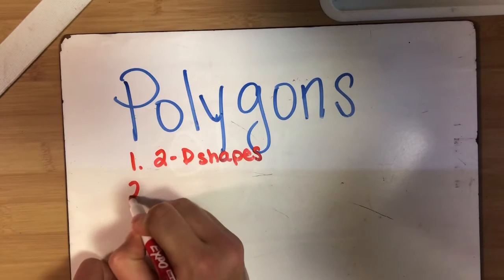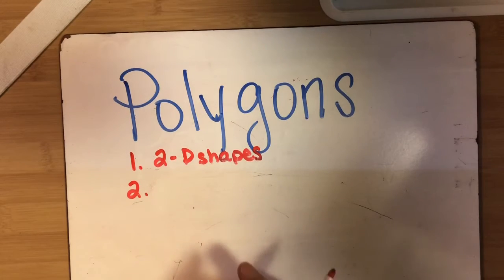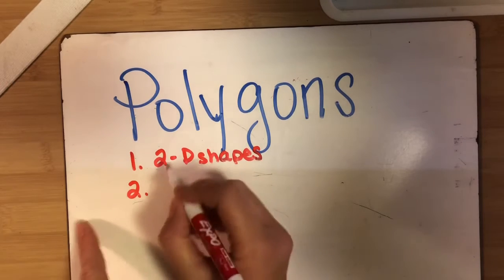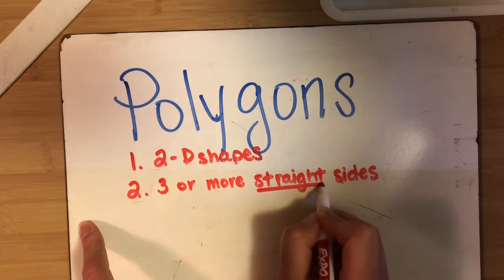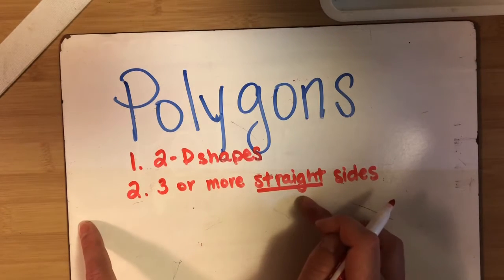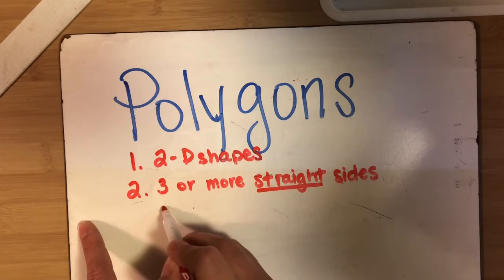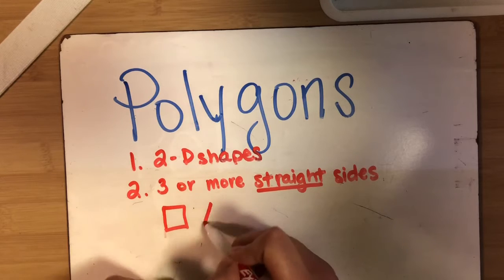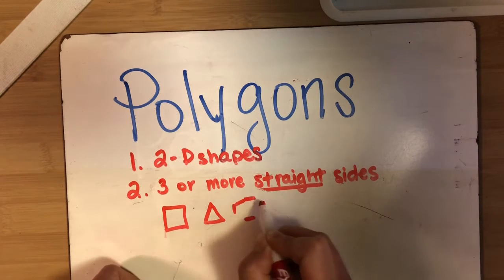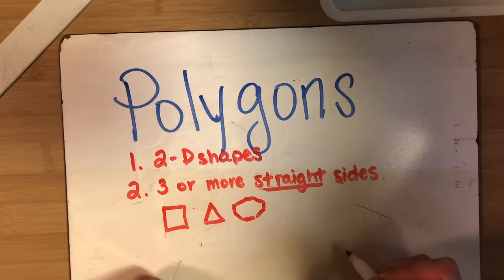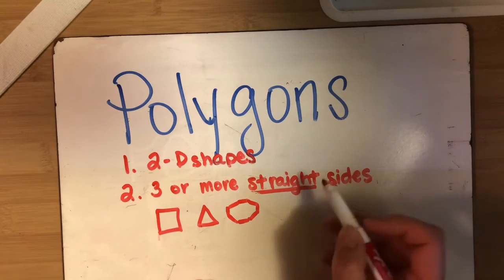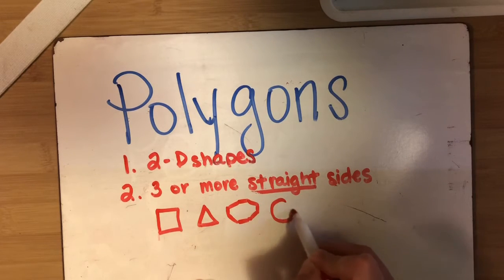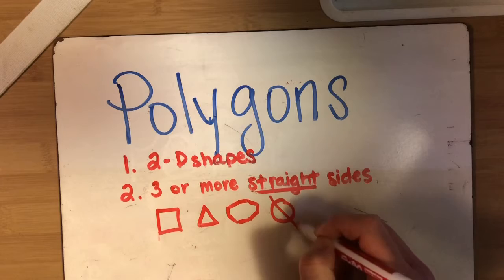Number 2. Polygons have 3 or more straight sides. So the sides have to be straight. So a square, that is a polygon. A triangle, that's a polygon. An octagon, that is a polygon. This is not a polygon, doesn't count.